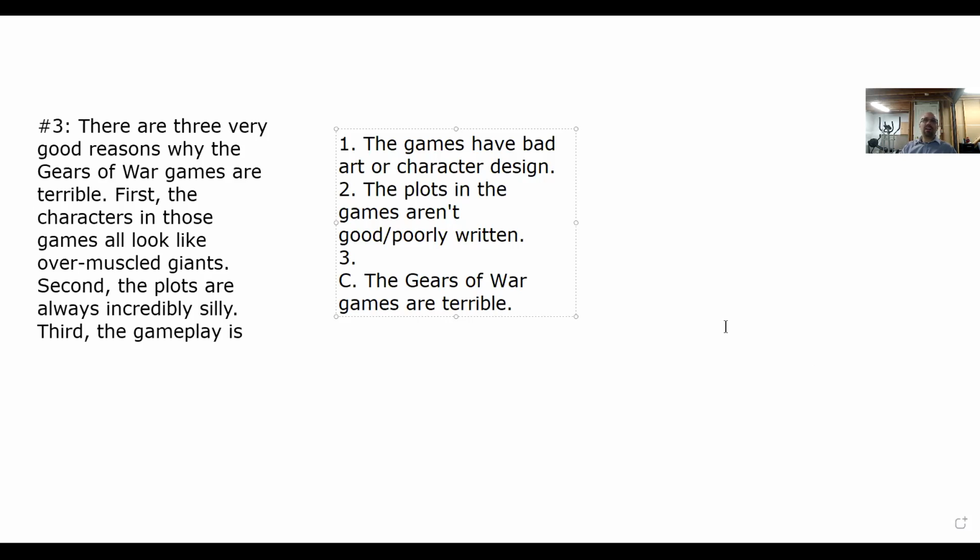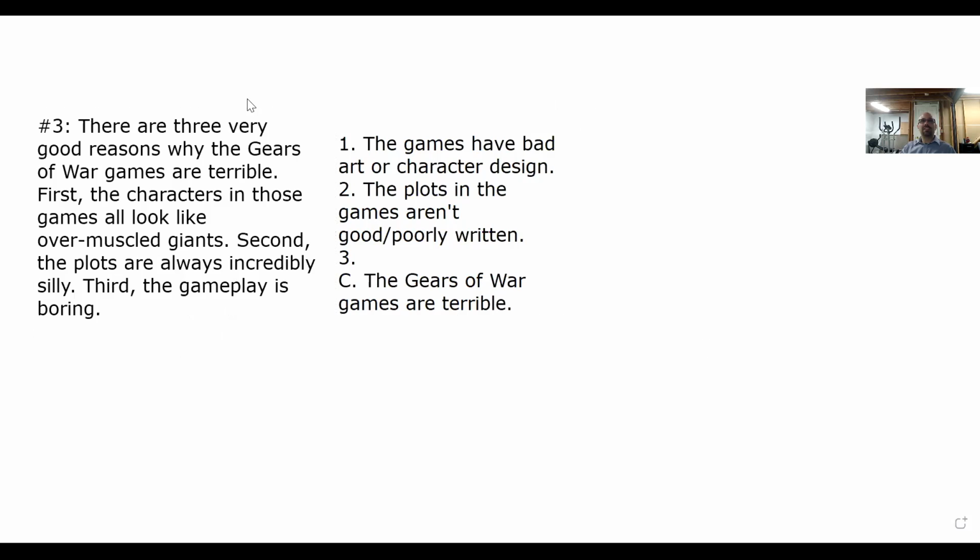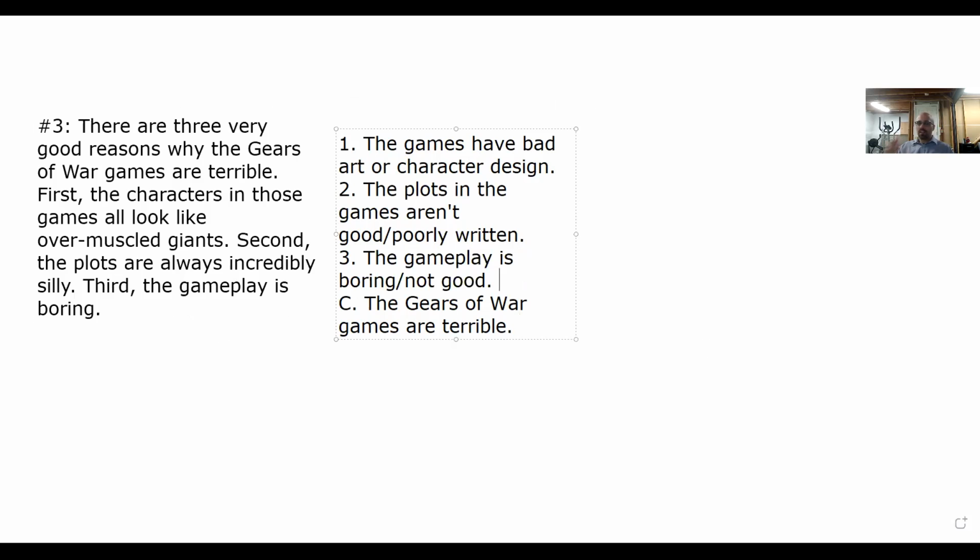And then lastly, we've got the claim that the gameplay is boring. Again, that one I think we can pretty much just leave as it's written. That's pretty clear. The gameplay is boring or not good. That's reasonably clear. We don't probably have to rewrite that one as much. But the argument's way clearer with the first two cases, at least if we rewrote the premises a little bit. We summarized them. We made the central claim clearer.